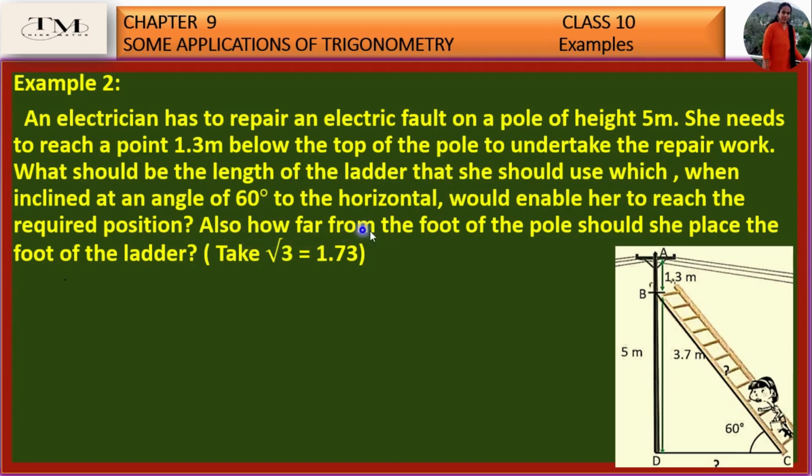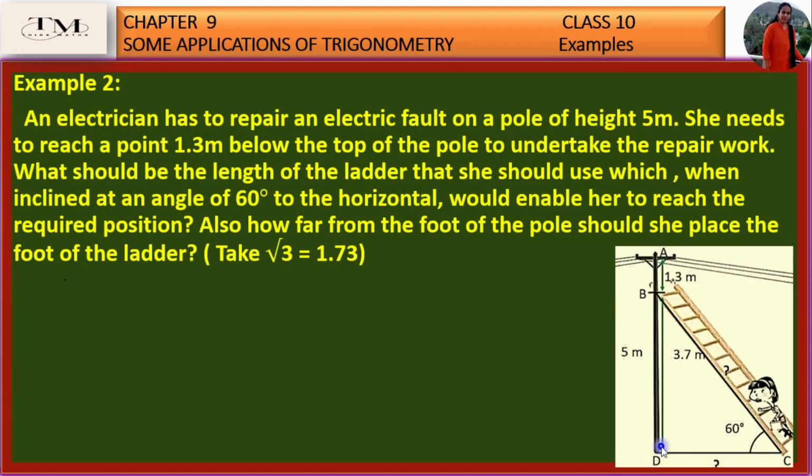Also, how far from the foot of the pole should she place the foot of the ladder? Here take root 3 is equal to 1.73. So we have to substitute the value of root 3 equal to 1.73. Now what is given? An electrician has to repair an electric fault on a pole. So this is the pole.